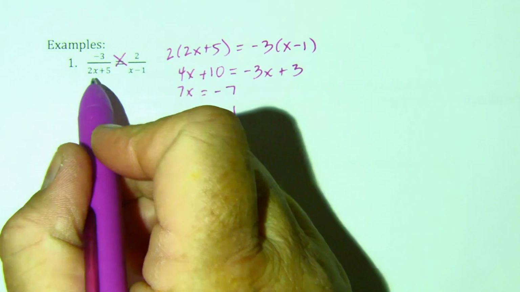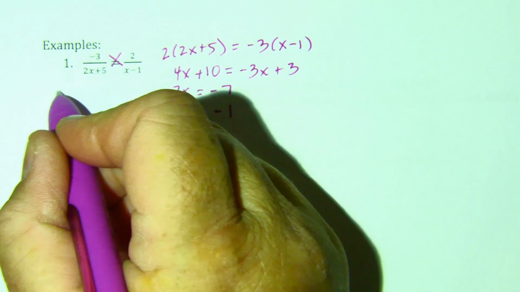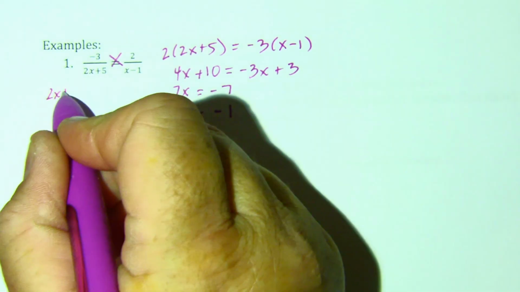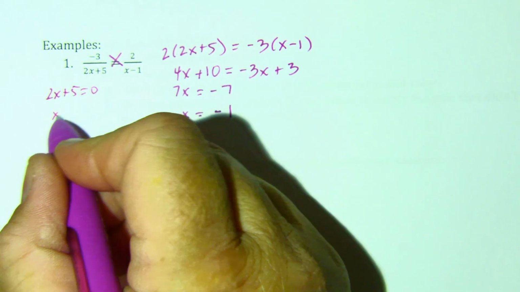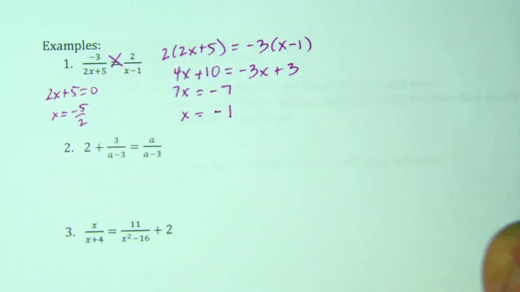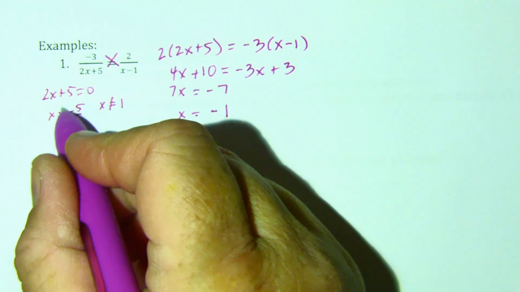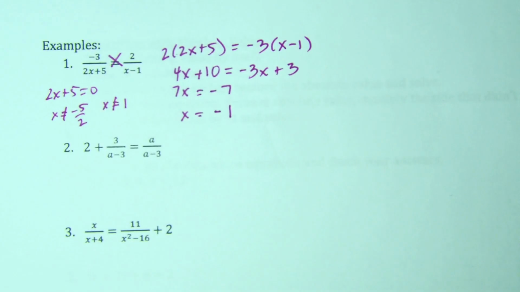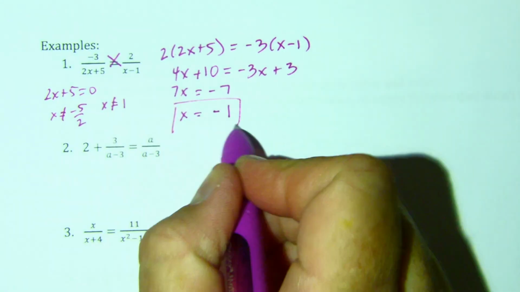I need to make sure over here, here I would get negative 5 over 2. And the way you can tell if you're not sure what x value would give you a denominator of 0 is set it equal to 0. 2x plus 5 equal to 0. Subtracting 5, dividing by 2, x would equal negative 5 over 2. And then here, x equals 1. So x cannot equal either of those values. Negative 1 is not the same thing as positive 1, so this answer is okay.